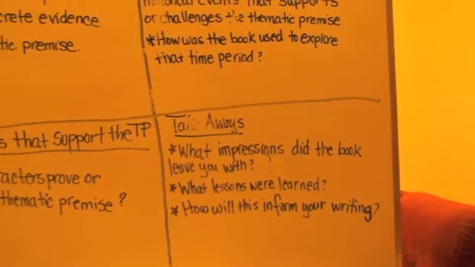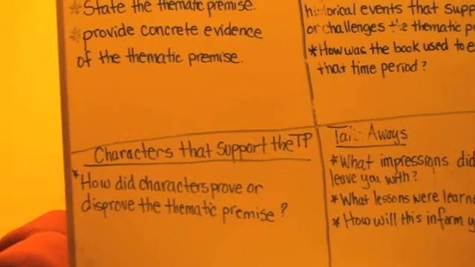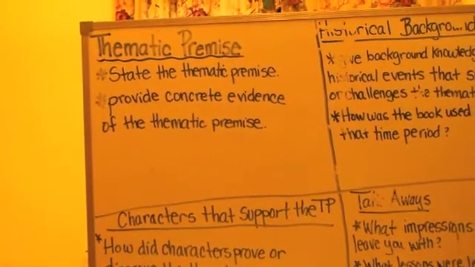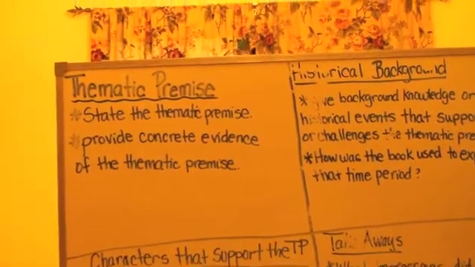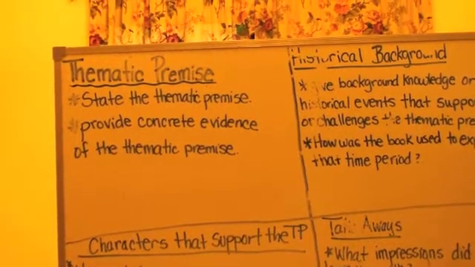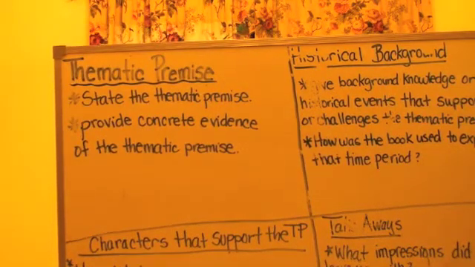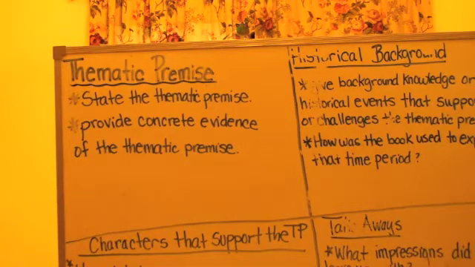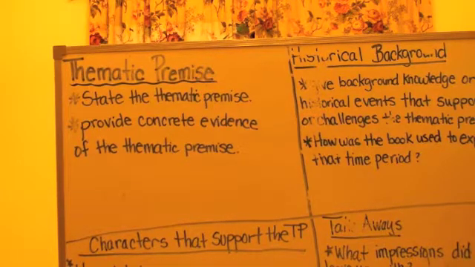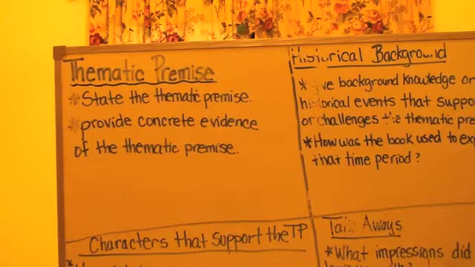So I'm going to go quickly through the 4 boxes, and we're going to talk about what you need to do for your boxes. So the first box says thematic premise. So state the thematic premise. So again, what is the purpose? What is the moral of the story? Then you're going to provide concrete evidence of the thematic premise.